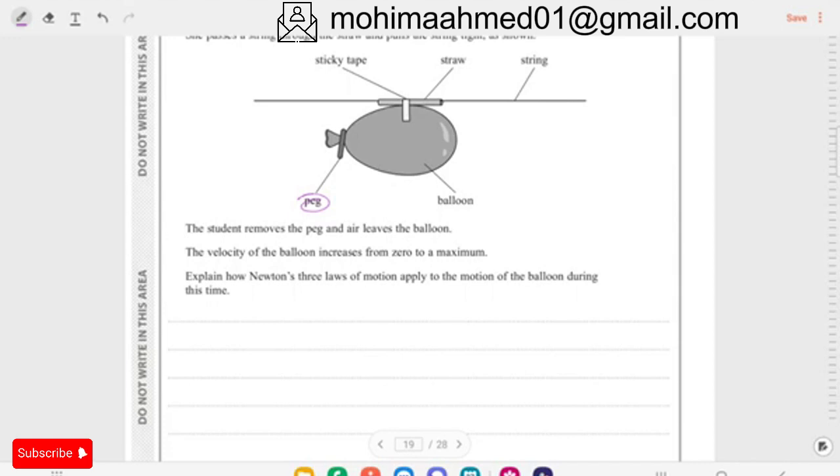But again, this force from the air, which is acting on the balloon, acts as a resultant force because now this force is greater than all the resistive forces which were acting on the balloon. So now it has a resultant force in the forward direction, and whenever it has a resultant force, the object will certainly accelerate, right? And whenever the object accelerates, its velocity will certainly increase. That's why its velocity increases from zero to maximum.